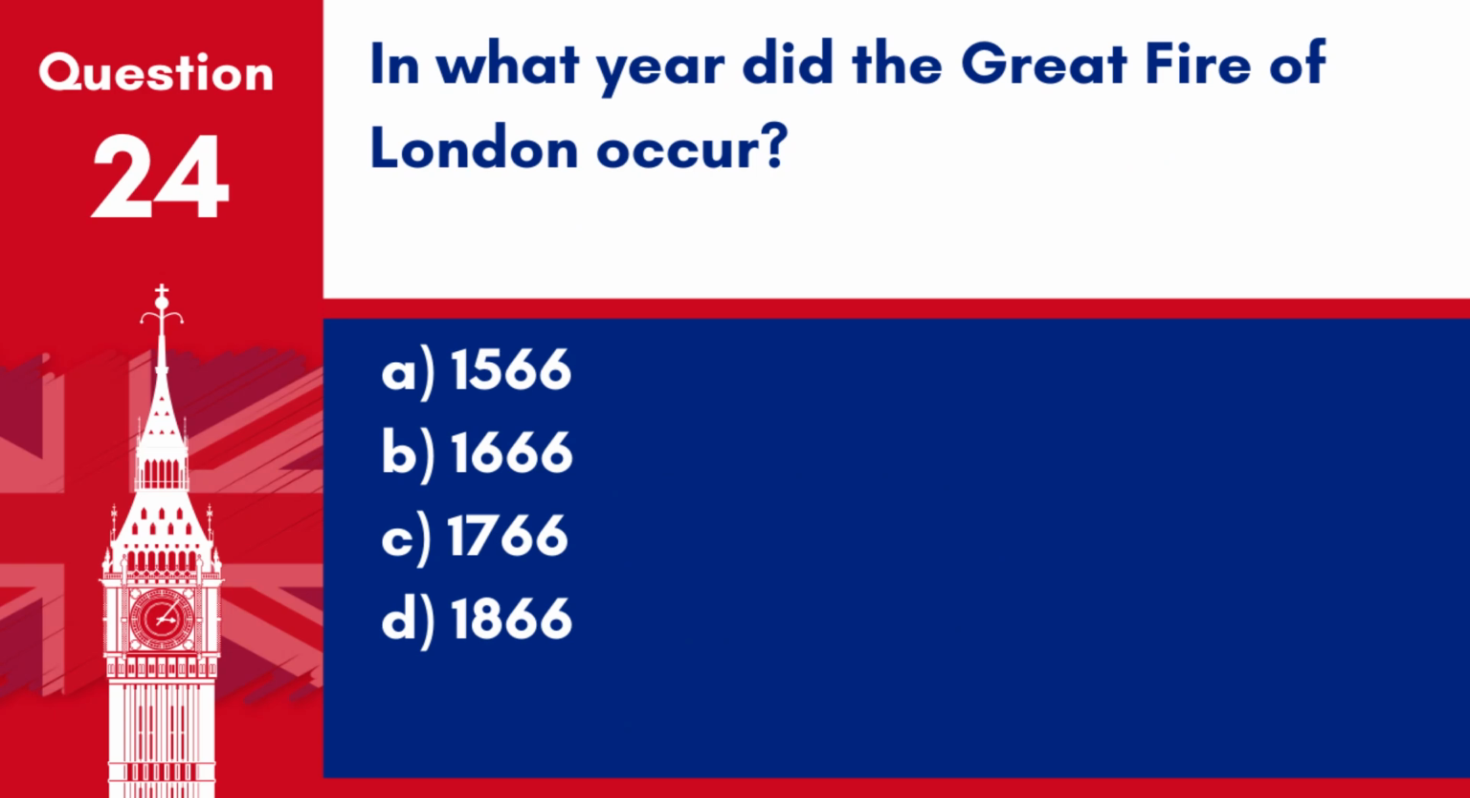Question 24. In what year did the Great Fire of London occur? A. 1566. B. 1666. C. 1766. D. 1866. Answer: B. 1666. The Great Fire of London occurred in the year 1666, devastating a large part of the City of London.